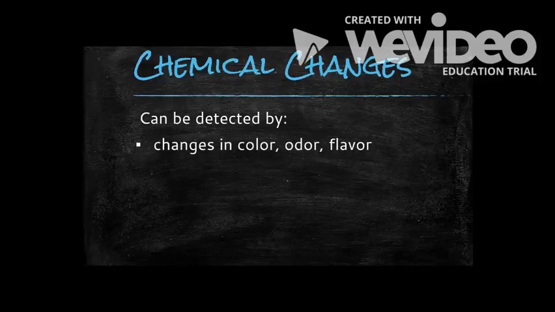So chemical changes can be detected by changes in color, changes in the odor, what it smells like, as well as in what it tastes like. So these are ways that we can detect that chemical changes have occurred. We can look for a color change, a change in what it smells like, or a change in the flavor. Also, if there's fizzing or foaming, that's a pretty good indicator that there is chemical change afoot.